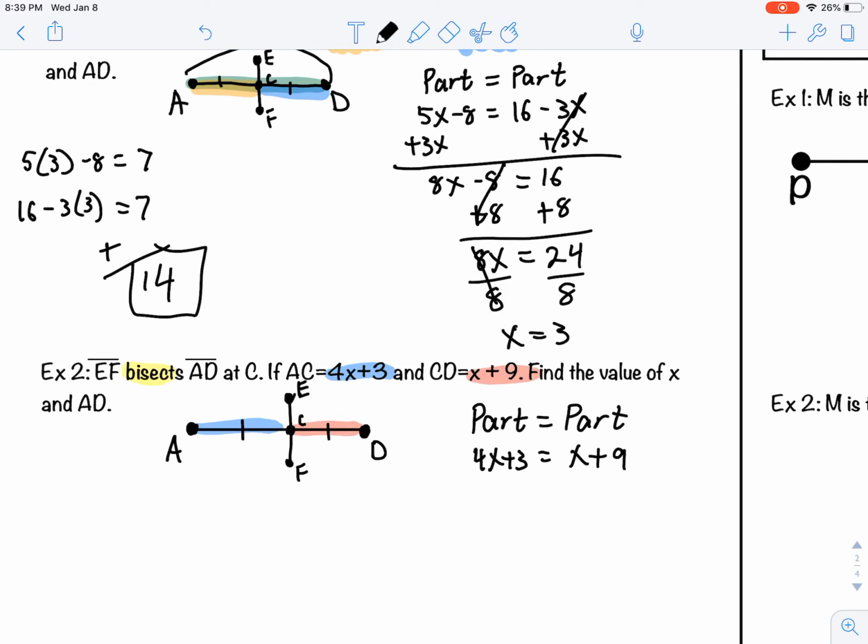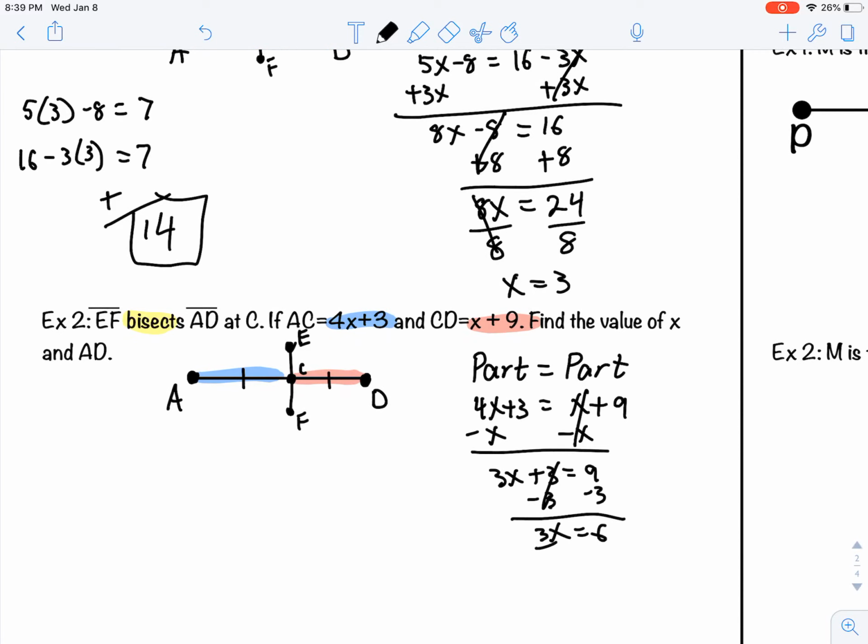Okay, like I said, I like to deal with positive numbers, so I'm going to subtract x first. My x's cancel out. I have 3x plus 3 equals 9. Next, I'm going to subtract 3. So I have 3x equals 6, because those cancel out. Now I'm going to divide both sides by 3. My 3's cancel out. I have x equals 2. Cool. I got that part of my question done.